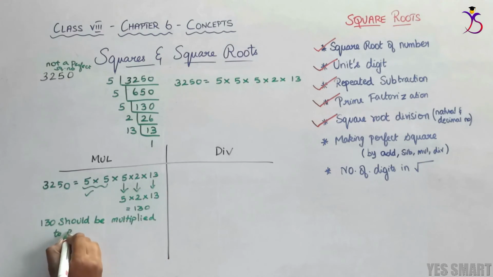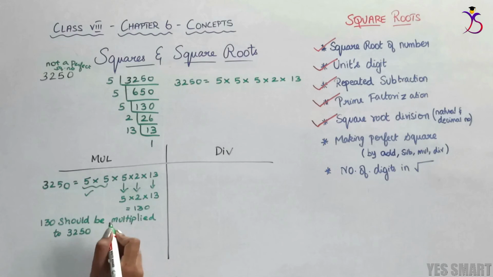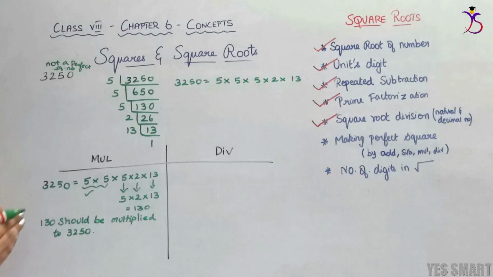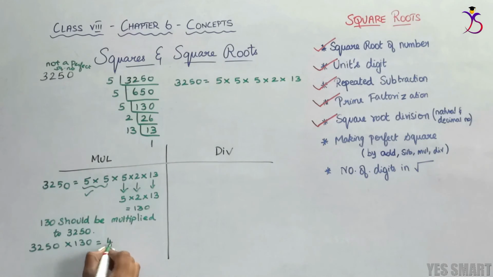Hence, if at all they have asked what should be multiplied to 3250 in order to make it a perfect square number, we have to multiply the numbers which don't have any pairs. The numbers which are left out without pairs have to be multiplied so that they make pairs and make the number a perfect square number. Therefore 3250 into 130 gives us 4,22,500, which is a perfect square number.